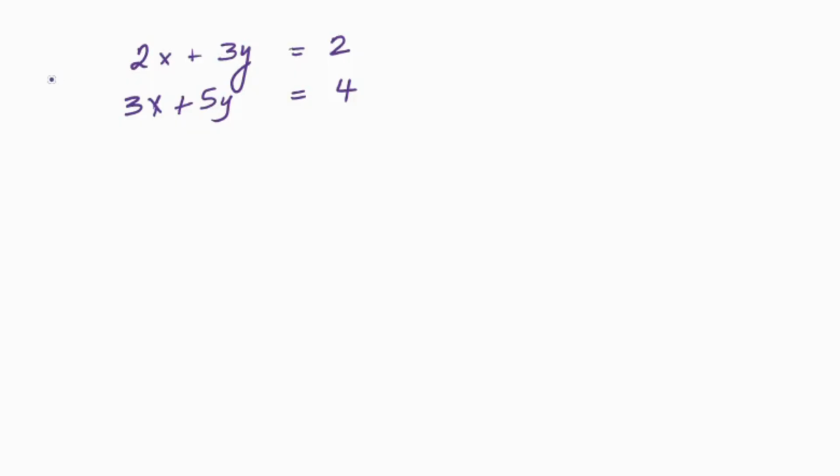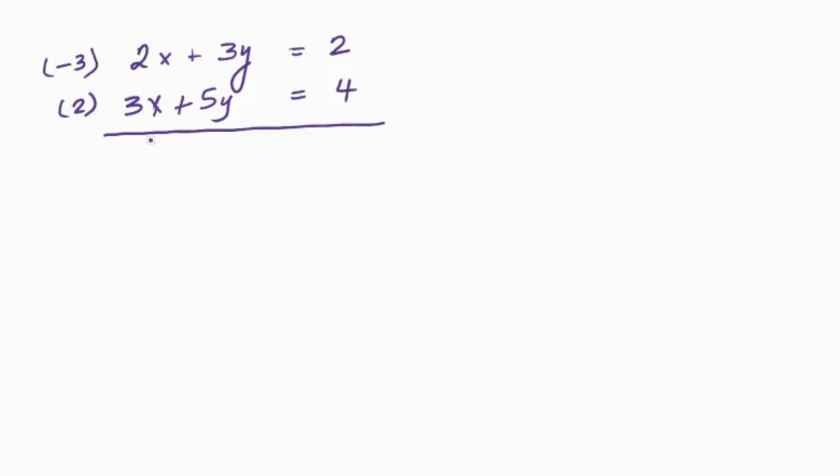That eliminates either x or y. Let's go with x. So what I'm going to do here is multiply this by minus 3, and we're going to multiply this one by 2. That way, I have a minus 6x and a 6x, okay? So that will do the job.